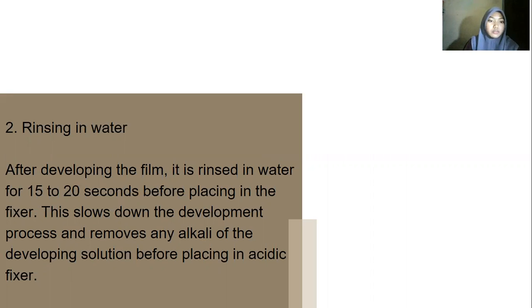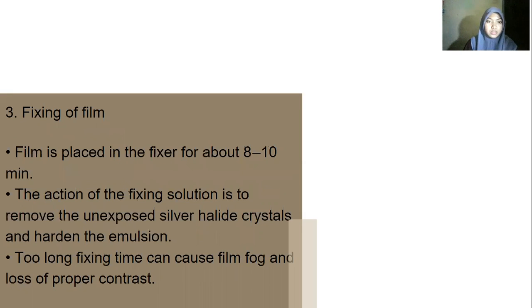2. Rinsing in water. After developing, the film is rinsed in water for 15 to 20 seconds before placing it in the fixer. This slows down the development process and removes any alkali of the developing solution before placing it in the fixer. 3. Fixing. The film is placed in the fixer for about 8 to 10 minutes. The reaction of the fixing solution is to remove the unexposed silver halide crystals and harden the emulsion. Long fixing time can cause film fog and loss of proper contrast.